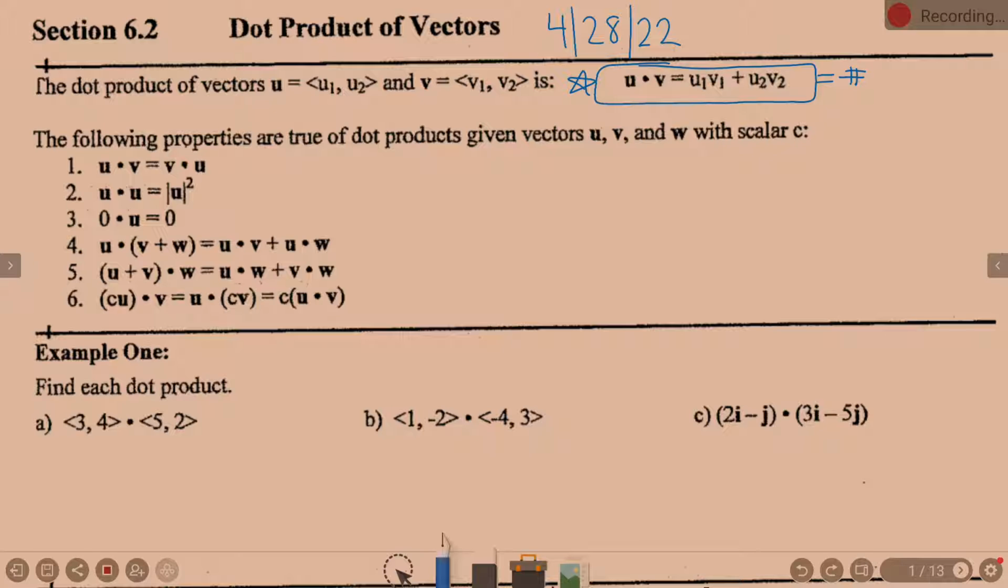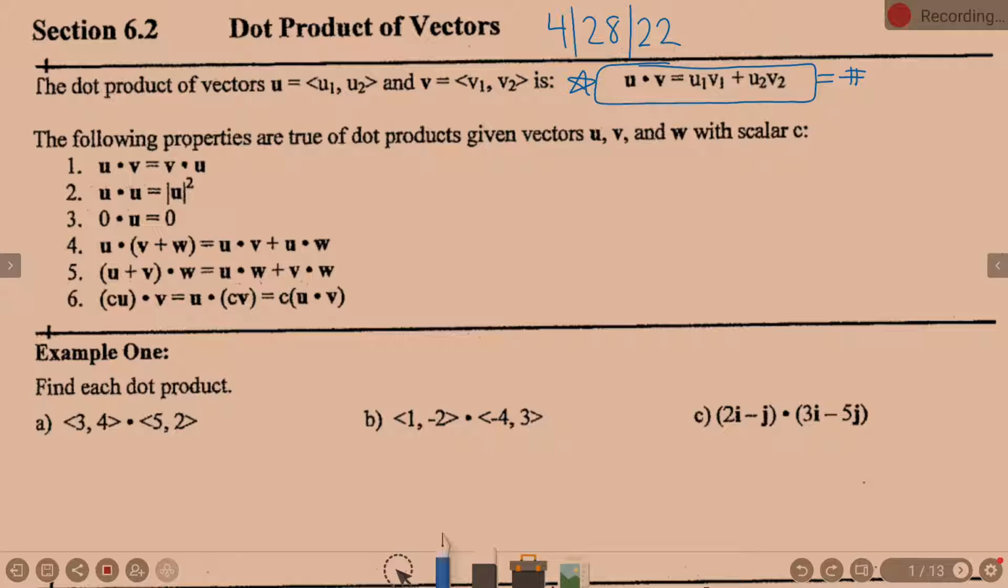Now, the following properties are true of dot products given vectors u, v, and w with scalar c. Some very basic properties that you use in all other aspects of math. 1: u dot v equals v dot u. So that's just saying it doesn't matter which order your vectors are in when you multiply. They're going to give you the same answer both ways. 2: u dot u equals the absolute value of u squared. And we'll talk about that one a little bit.